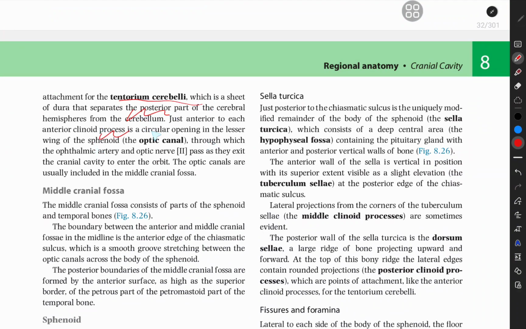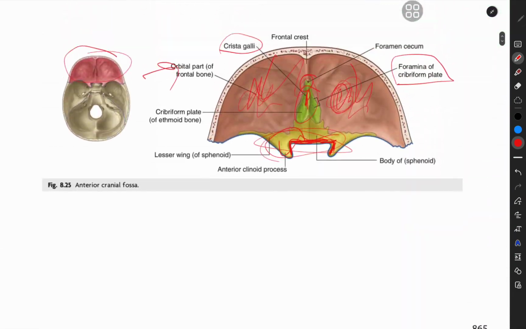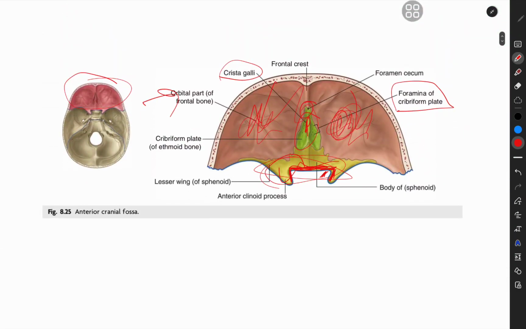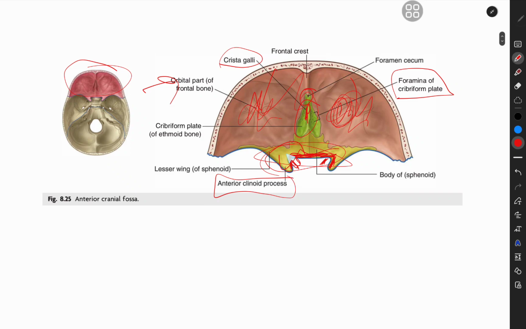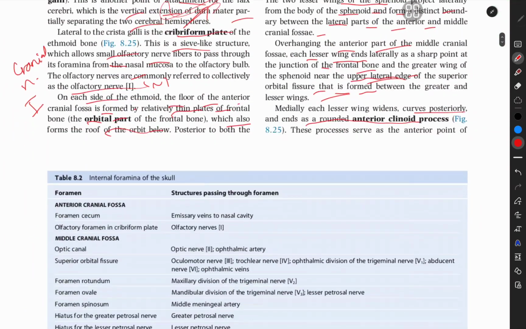Just anterior to each clinoid process is the circular opening in the lesser wing, the optic canal of the sphenoid, through which the ophthalmic artery and optic nerve 2 pass to exit the cranial cavity to enter the orbit. Optic canals are usually indicated in the middle cranial fossa. So here are the optic canals. And this is what they were talking about, the anterior clinoid process, the rounded posterior part of the lesser wings of the sphenoid.